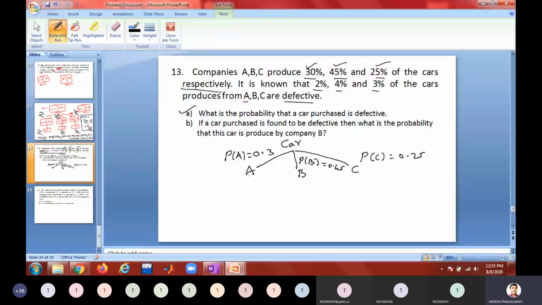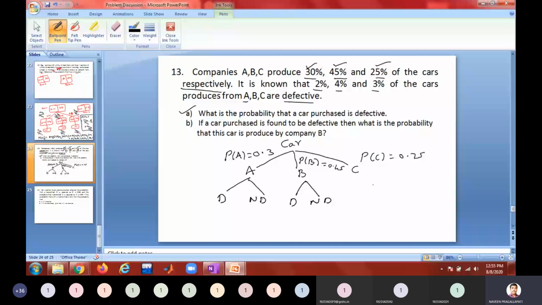or a non-defective car. I will call them D and ND: D for defective, ND for non-defective. So defective car or non-defective car. And B also may make a defective car or non-defective car. C also can make a defective car or non-defective car.